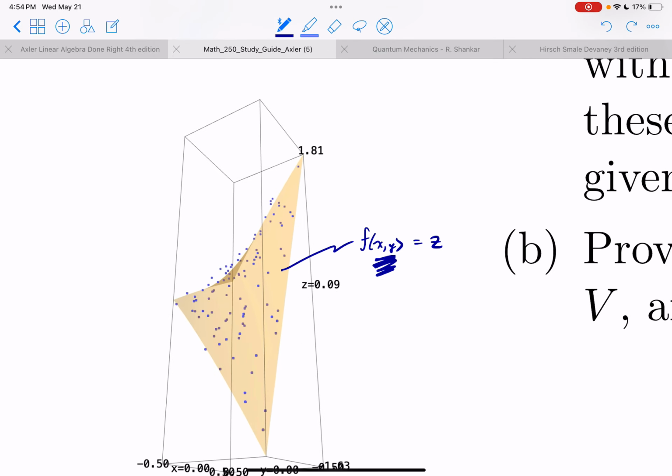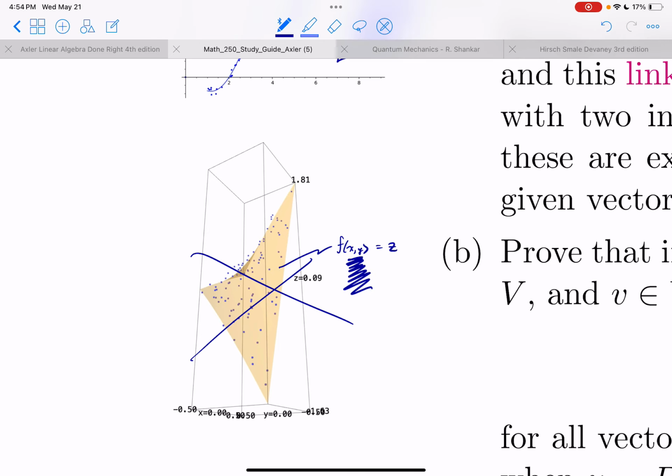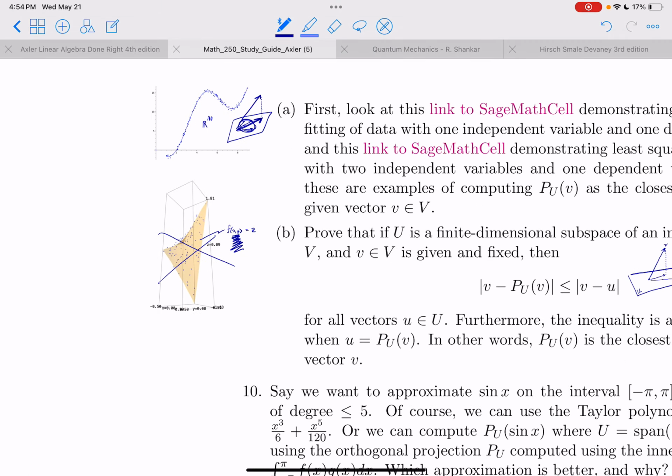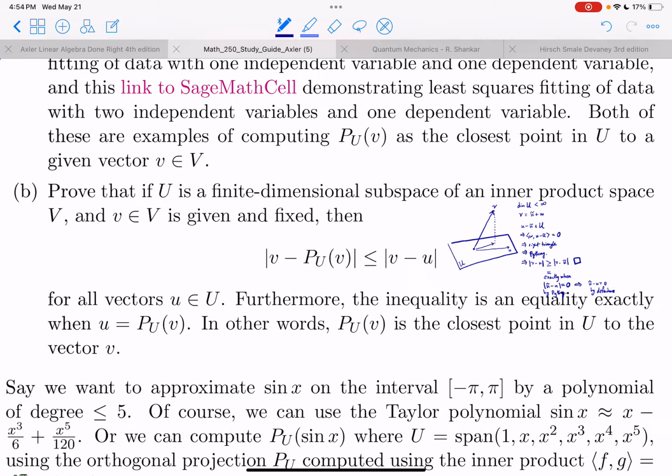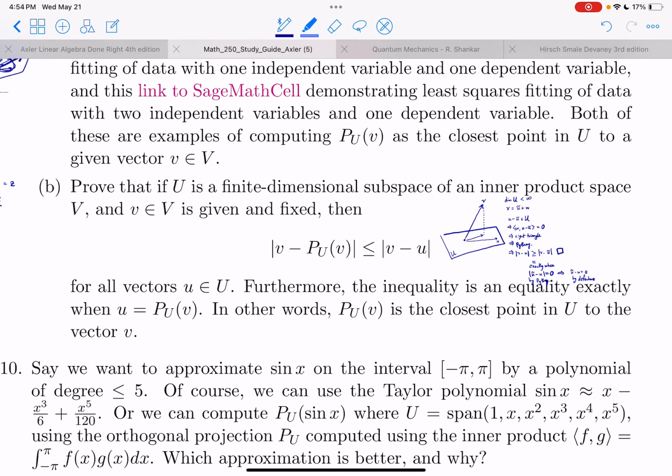Even when you do functions of more than 2 variables and you cannot draw the picture anymore, the linear algebra still applies. So what we have here, take a moment to read this part B.